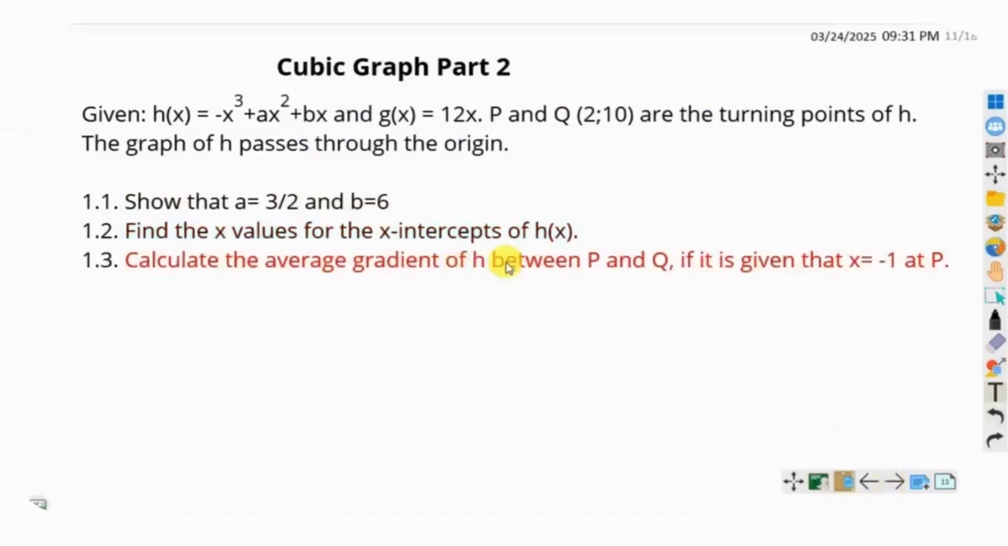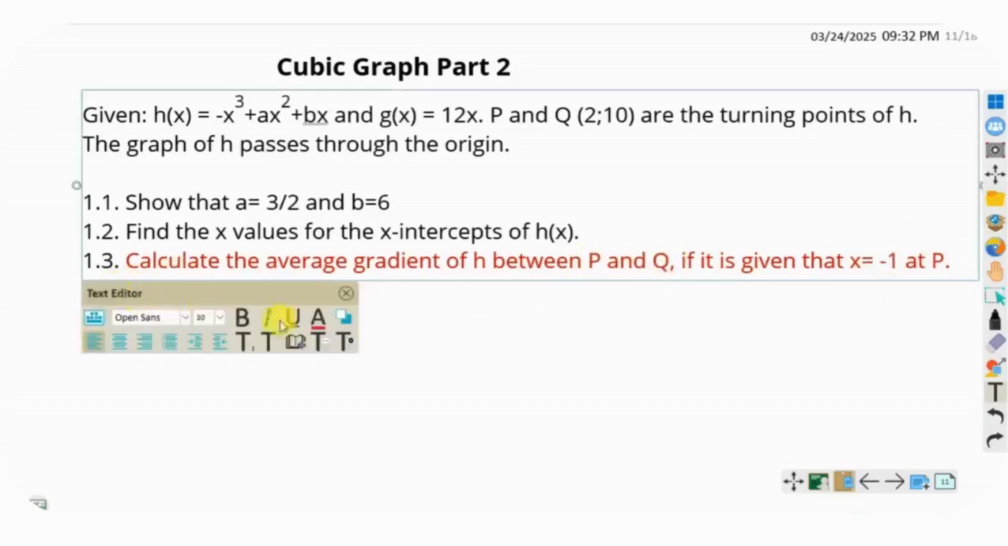So here the next, between P and Q, if it is given that x equals negative 1 at P, so the x value for the coordinate P is negative 1. Now that we know the x value for P, let's find the y value for P, and then we will use points P and Q to find the average gradient. Okay, let us do that. We know the x value, so we can substitute and get the y value.